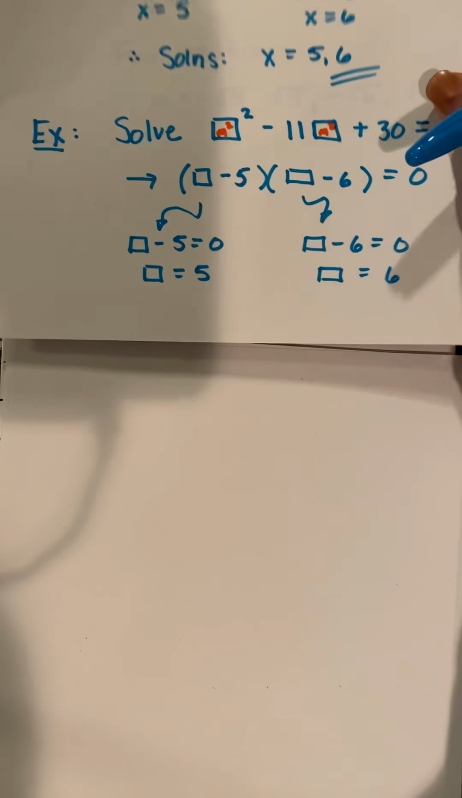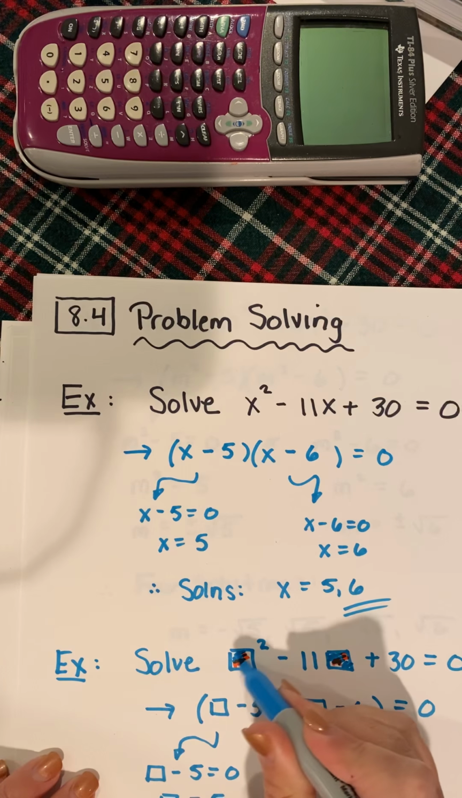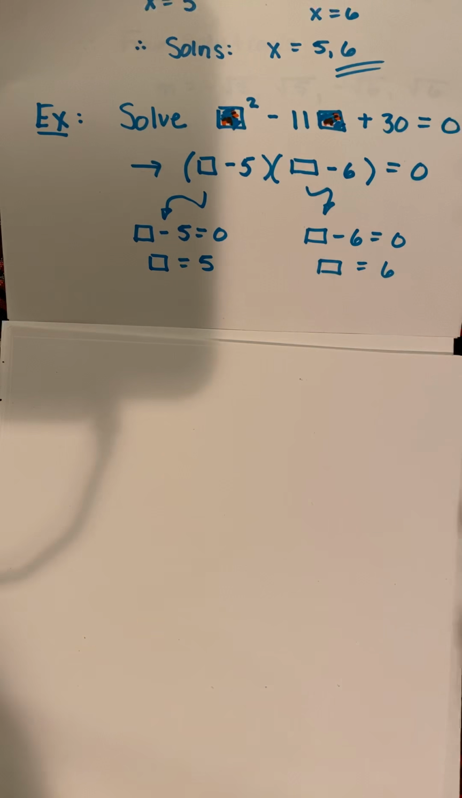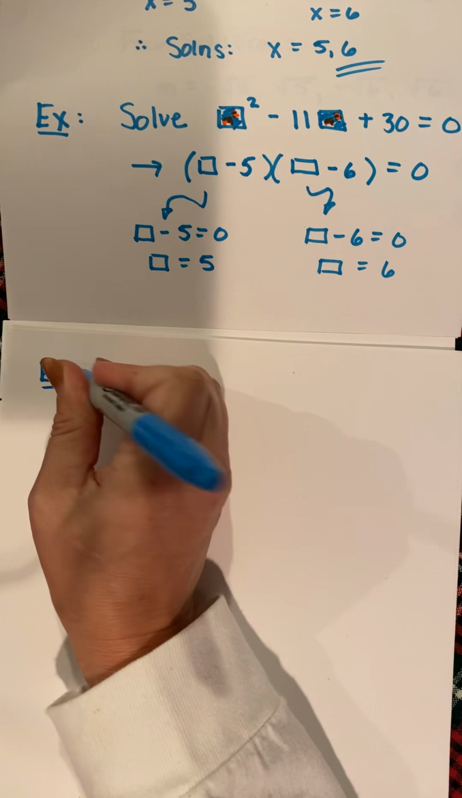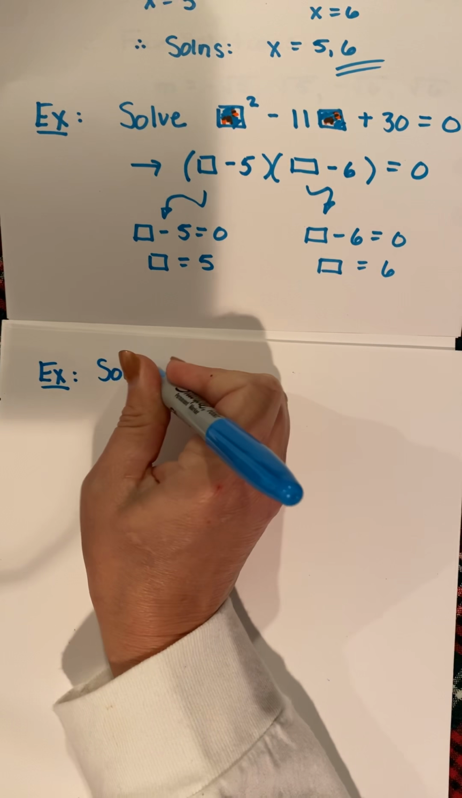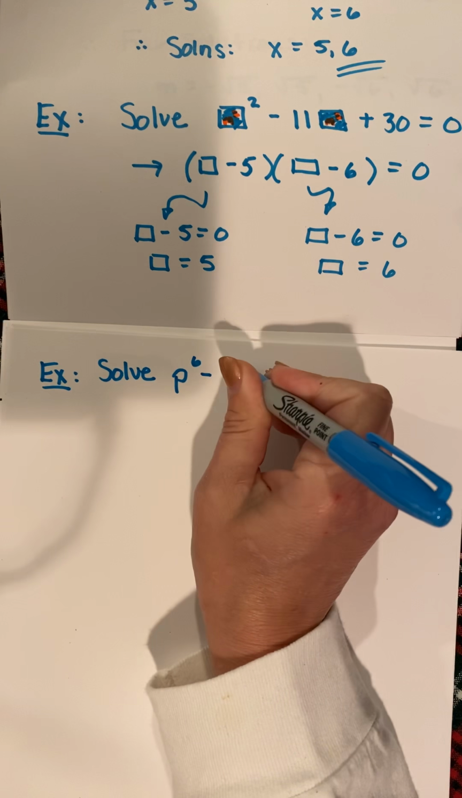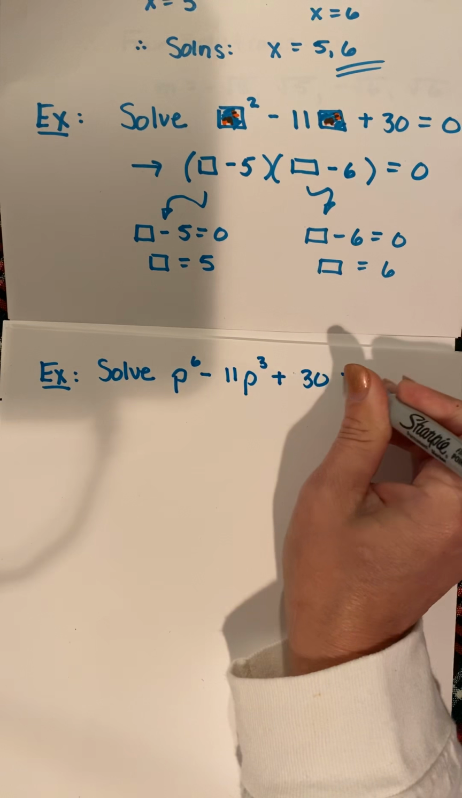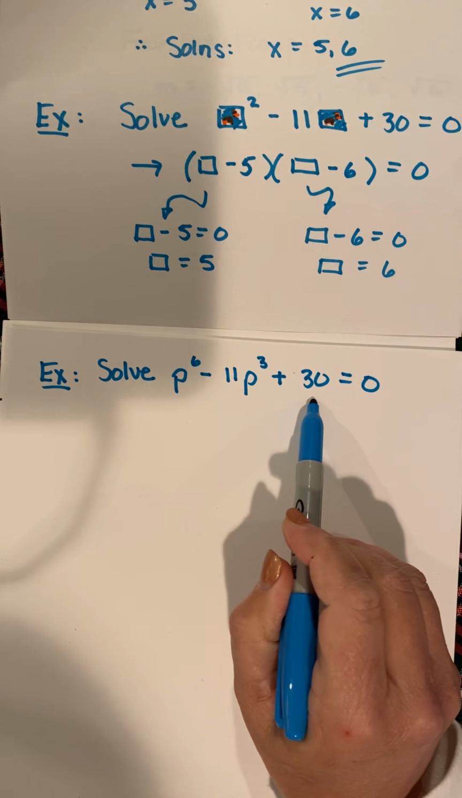Let's suppose I'm still going to use this template. Remember, I can put whatever I want in here, and whatever I put here, as long as this is the same thing, but it's squared, this template will always work. So I'm going to say solve this problem instead. Solve p to the 6th power minus 11p cubed plus 30 equals 0. Notice we have the consistency with the negative 11 and the 30.